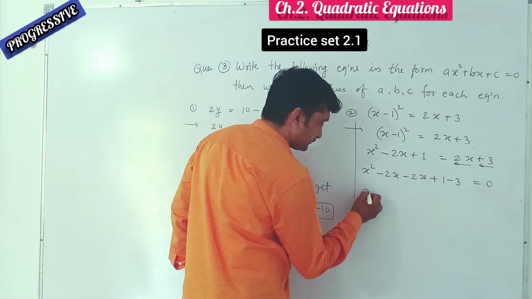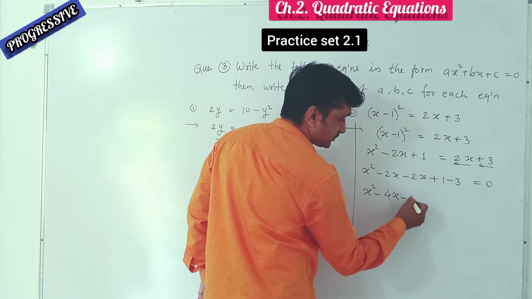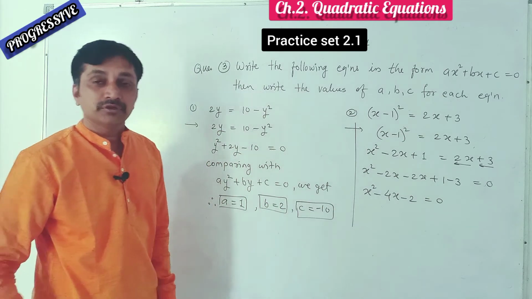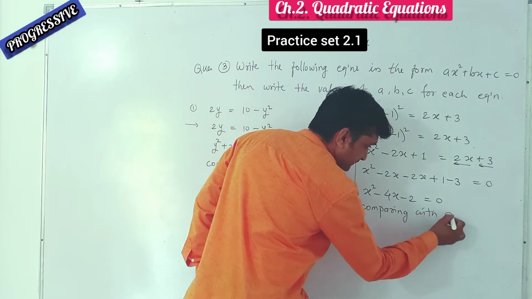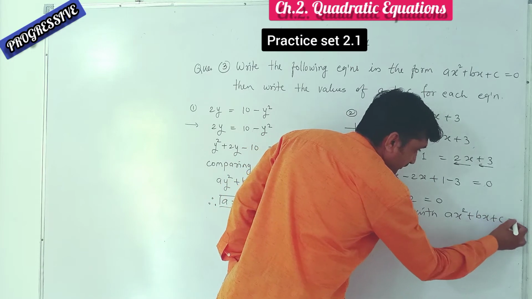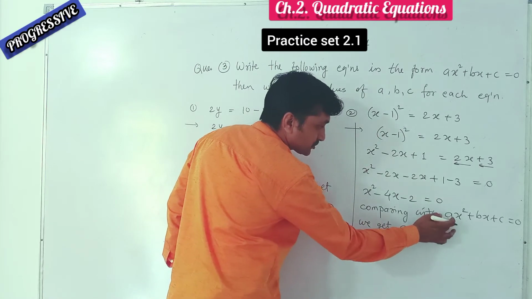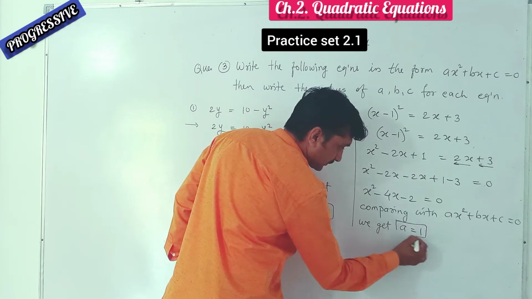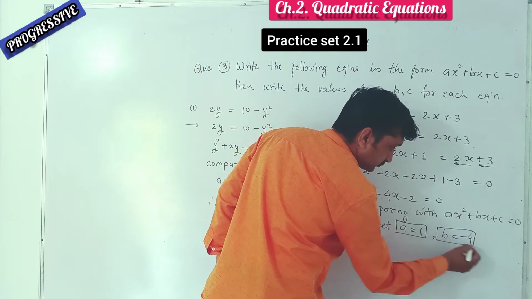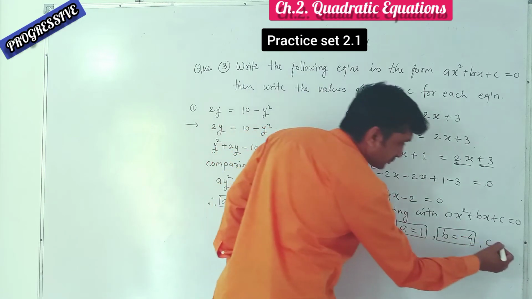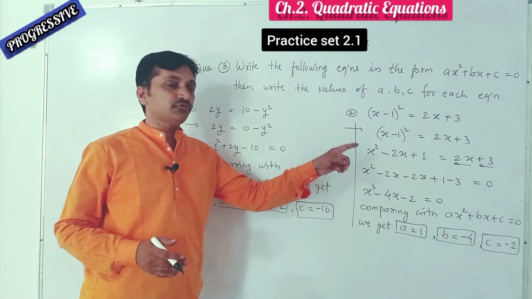Now do the addition and subtraction of like terms. Minus 2x minus 2x is minus 4x, and here 1 minus 3 is minus 2, is equal to 0. See, it is standard form now in the variable x. Comparing with standard form in the variable x, ax square plus bx plus c is equal to 0, we get three values. We get a is equal to the coefficient of x square, which means 1, b is the coefficient of x with sign, minus 4, and c means the last constant, minus 2. In this way we get the ABC values by comparing with the standard form of the quadratic equation.